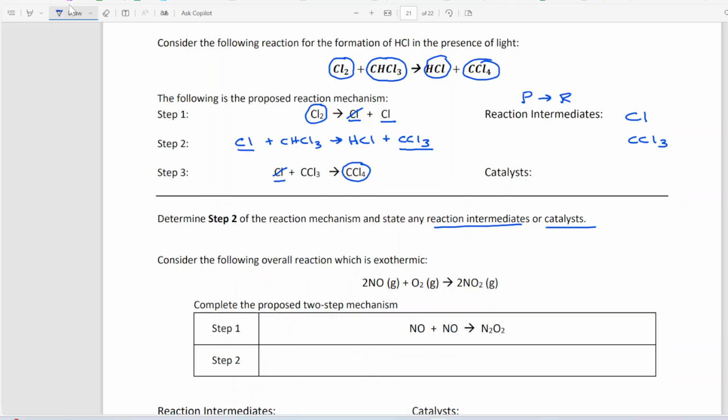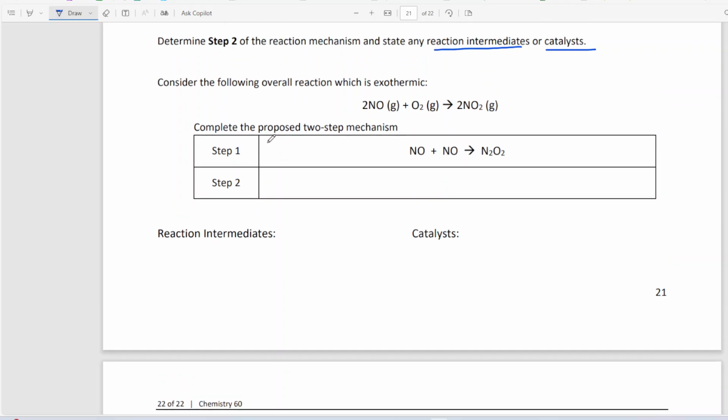And then are there any catalysts? Well, I've canceled out the chlorides. I've canceled out the carbon chloride. I shouldn't cancel out my step 2. And there is nothing that was introduced as a reactant and then later leaves as a product. And so there are no catalysts. Awesome. Okay, last one for practice.